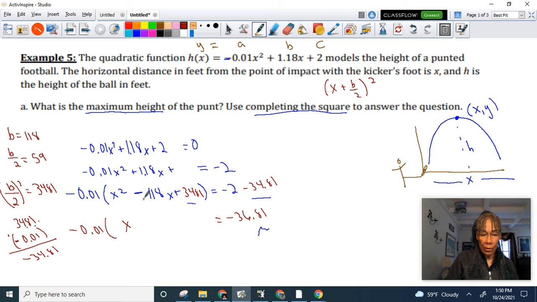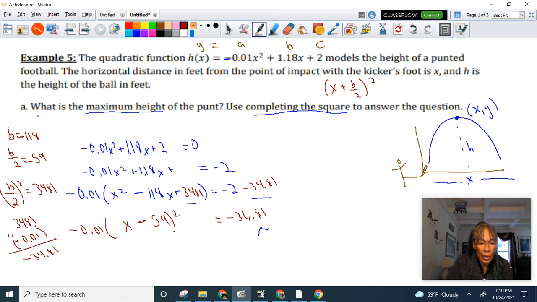And in this, b over 2, okay, I should be really careful about this. B was actually negative 118, and b over 2 is actually negative 59. But when I square it, the negatives went away. So this is a minus 59 quantity squared.